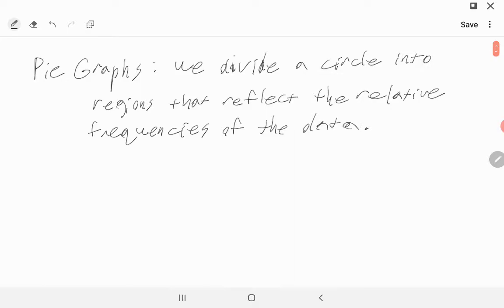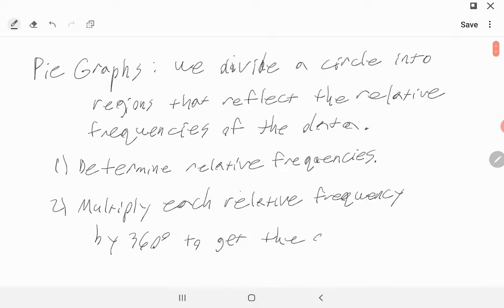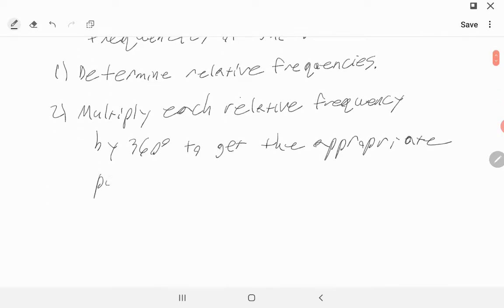And so we notice that constructing the pie graph is relatively straightforward. All we have to do is first determine the relative frequencies, and then multiply each relative frequency by 360 degrees to get the appropriate portion of a circle.